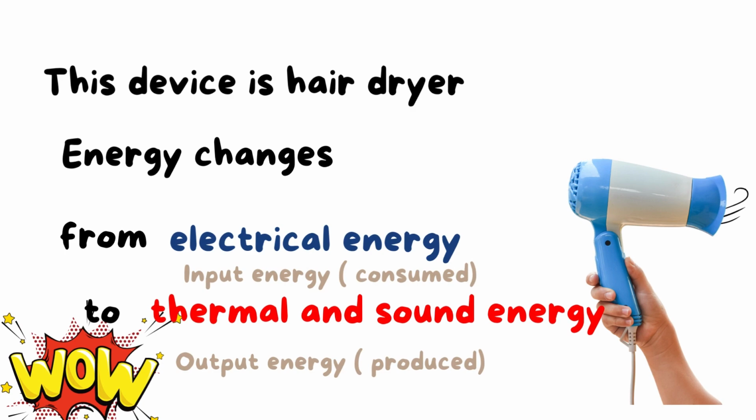We can say now that this device is a hair dryer. The energy changes from electrical energy. We can say that the electrical energy is the input energy or consumed energy, and it changes into thermal and sound energy, and this is the output energy or produced energy. Is it clear? So well done, Junior 4 students. Let's go to the other device we have.